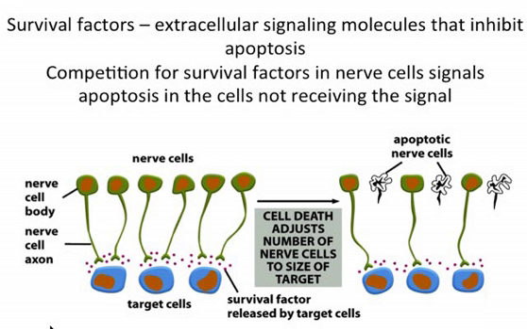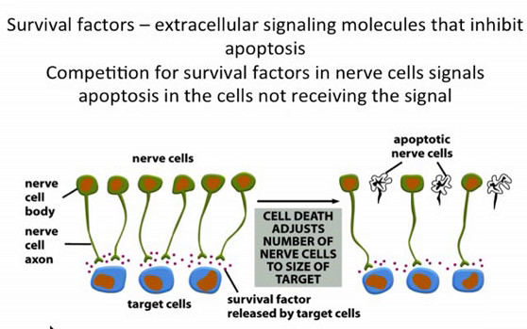So you'll have nerve cells and there's target cells that will secrete survival factors, and those nerve cells are going to compete for binding to the survival factors, and only the ones that get the signal survive. The ones that don't get the survival signal, those apoptose. And that's how you regulate cell number.